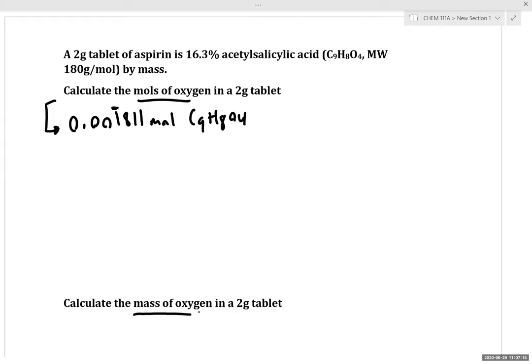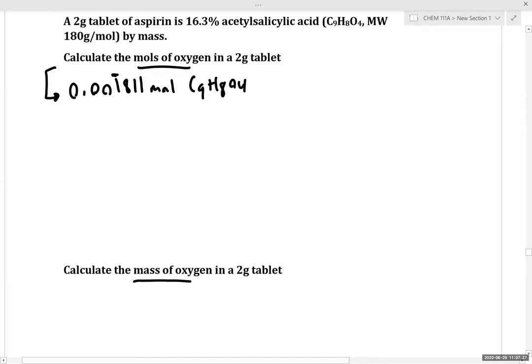Thank you again for submitting responses via the chat and Canvas. It really helps me get a sense of where everyone's at. Let's now discuss this example just to provide some additional guidance, okay?